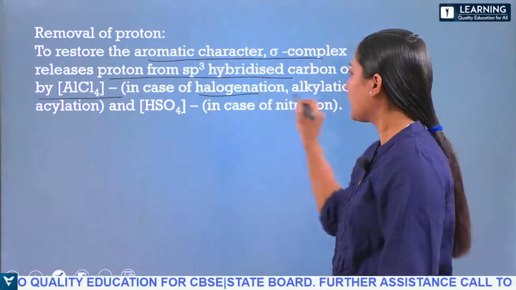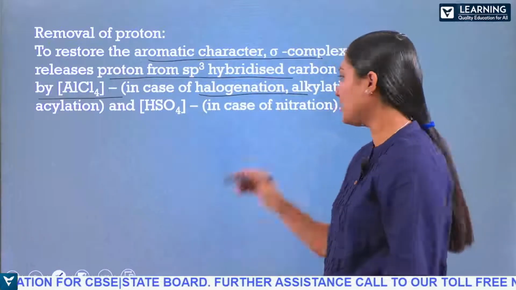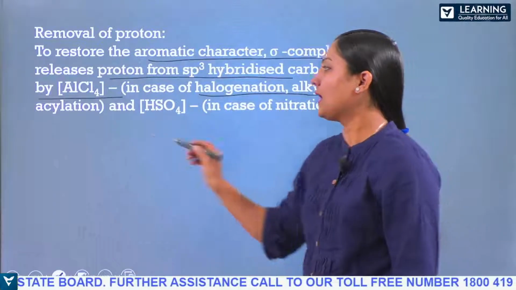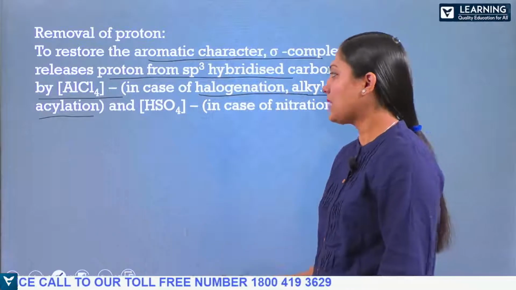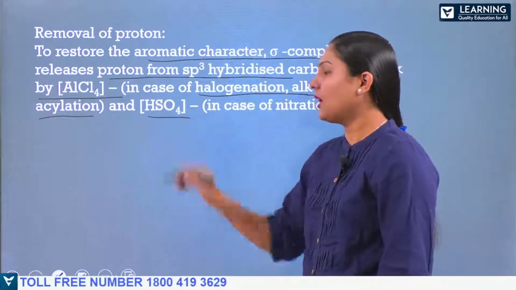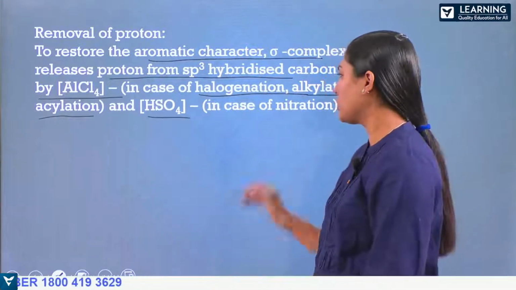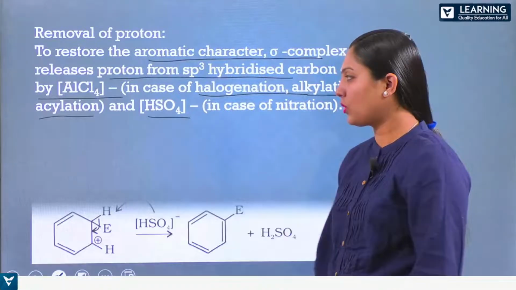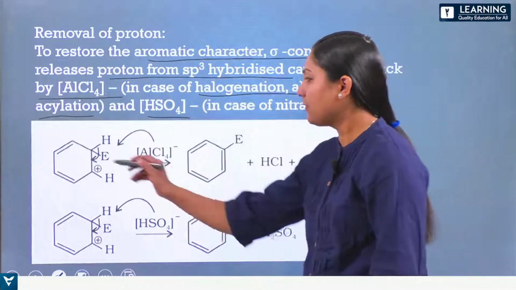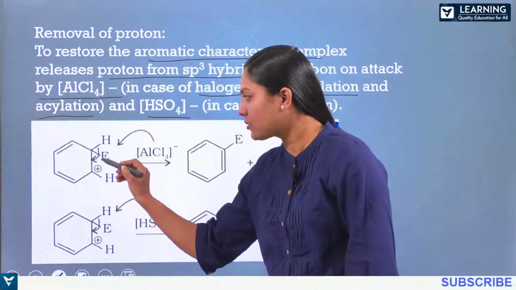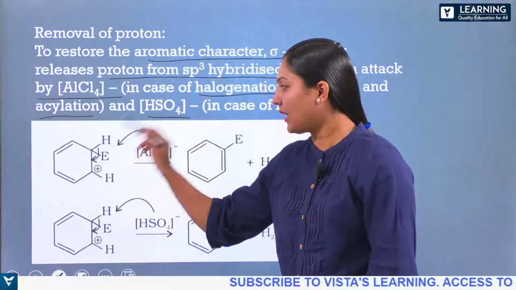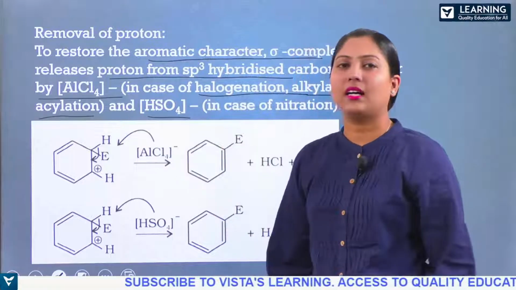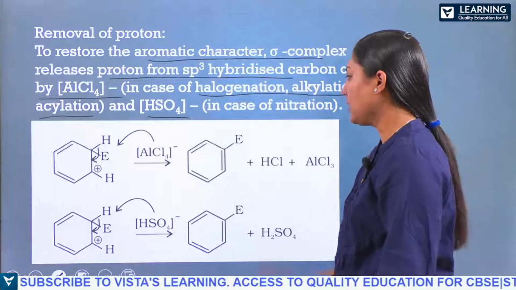In case of halogenation, alkylation and acylation, this will be used to remove the proton. Whereas for nitration, what happens? HSO4 minus will be used for removing the proton. So here, if you take an example, this hydrogen bond will be shifted here, so this also gets the double bond. The hydrogen will be attracted by the aluminum tetrachloride ion.